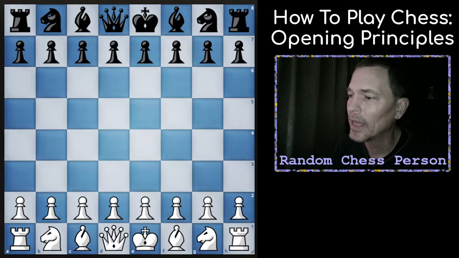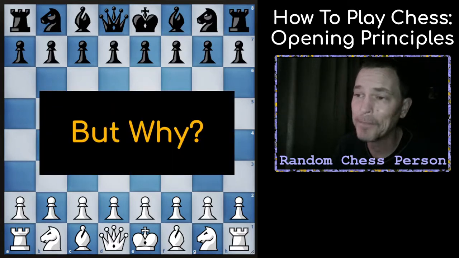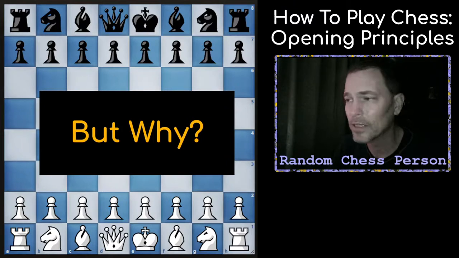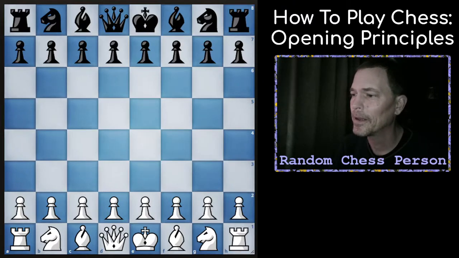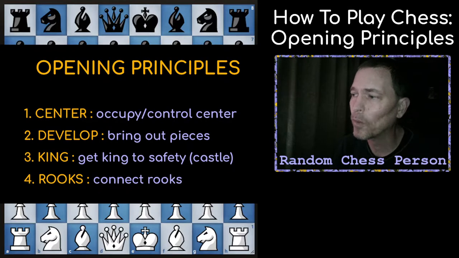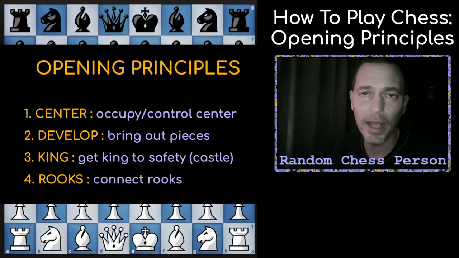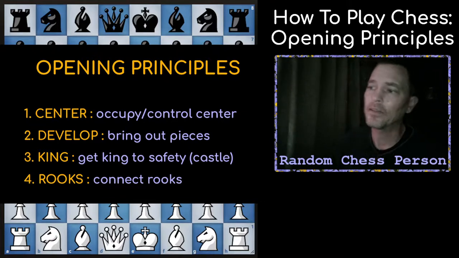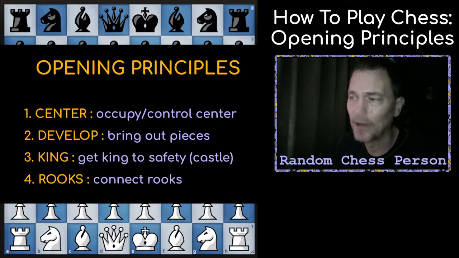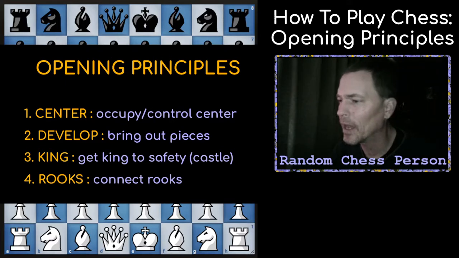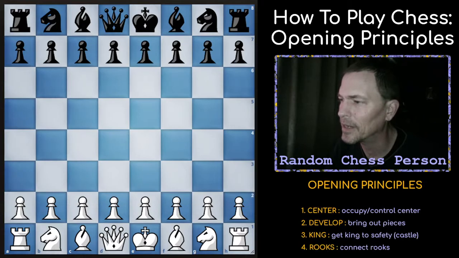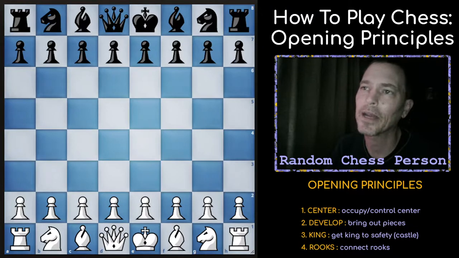And if you're like me and you can't truly learn something without asking, but why, I am going to try to explain the reasons for each of these principles. The four main ones to me are these. Keeping the center in mind so you can occupy and or control the center. Developing pieces, bringing the pieces out, getting the king to safety, and connecting the rooks. I am going to put that same list over on the side so we can keep it in mind.